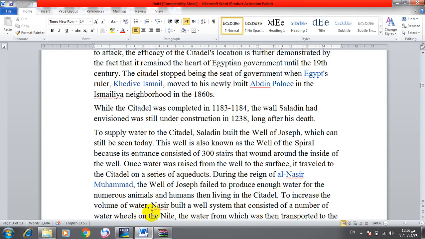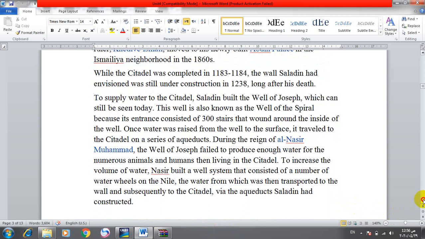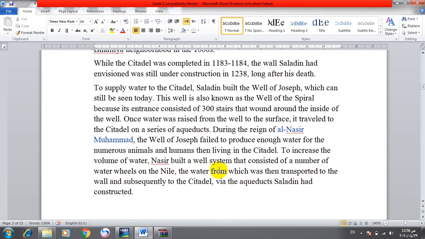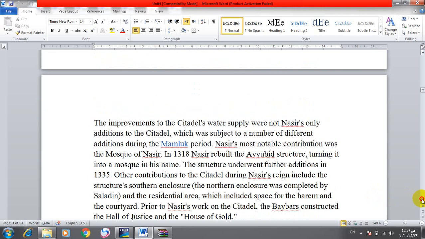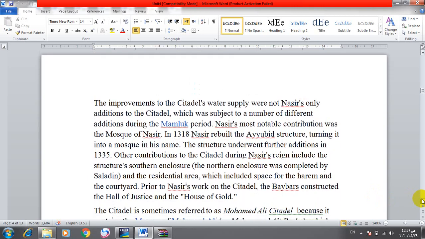To increase the volume of water, Nasser built a well system that consists of a number of water wheels on the Nile, the water from which was then transported to the wall and subsequently to the citadel via the aqueduct Saladin had constructed. The improvements to the citadel's water supply were not Nasser's only addition to the citadel, which was subject to a number of different additions during the Mamluk period.